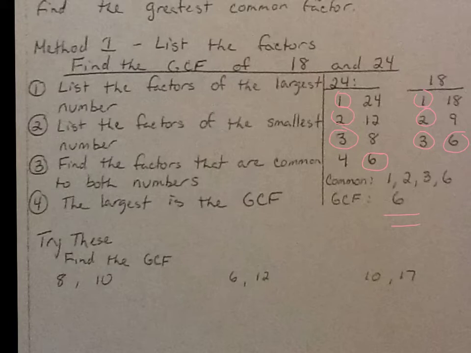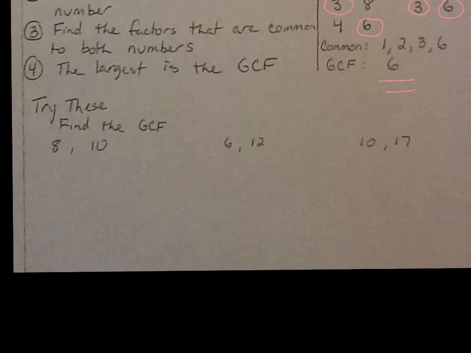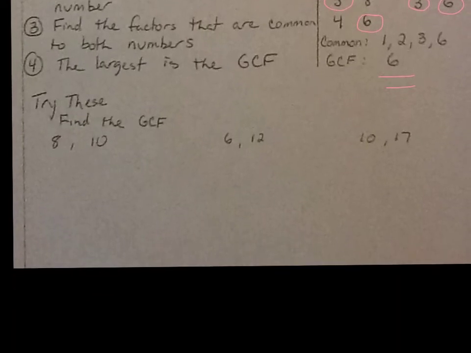Now we have some to try down below. Why don't I get you started? Let's look at 8 and 10 really fast. I'm going to start with 10 because I said let's start with the bigger number. We have 1 and 10, and 2 and 5. If you go through, 3 doesn't go into it, 4 doesn't. So 1 and 10, 2 and 5, that's it. Then you look at 8: you have 1 and 8, and 2 and 4, and that's it.